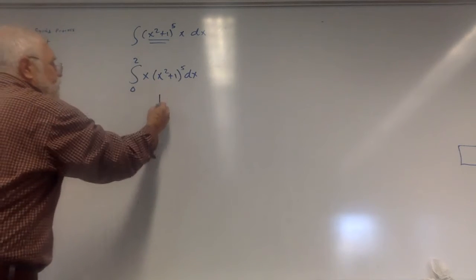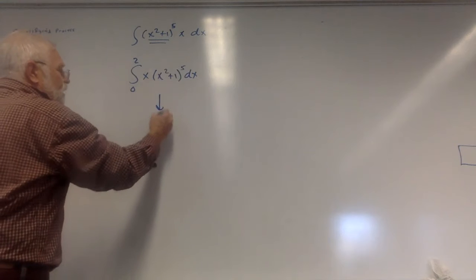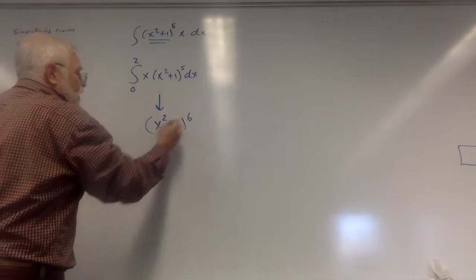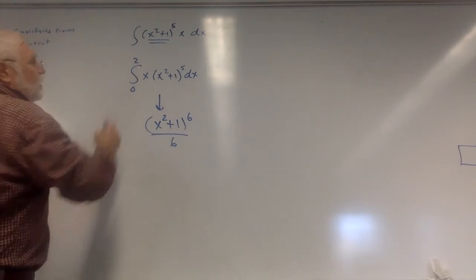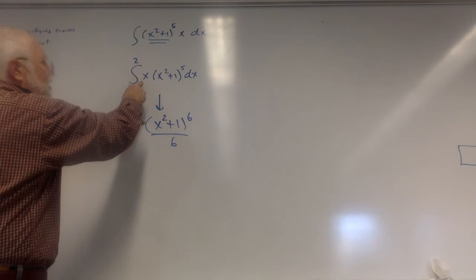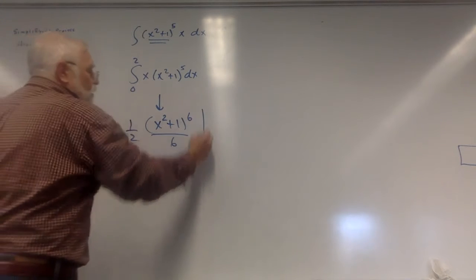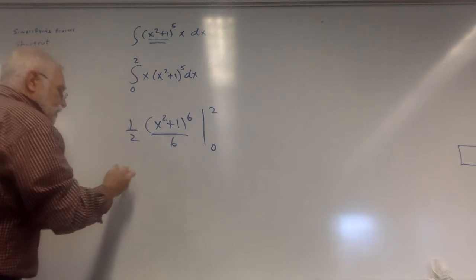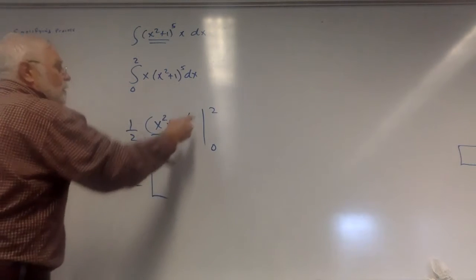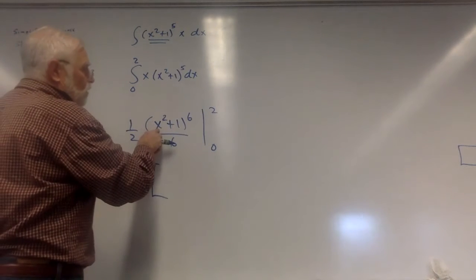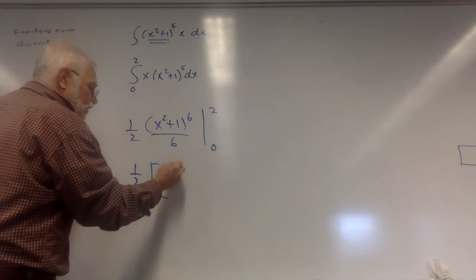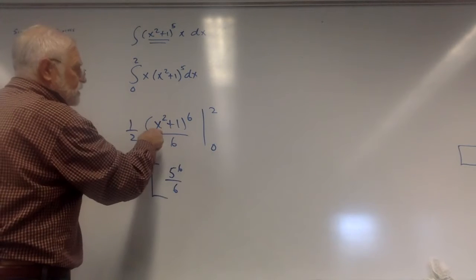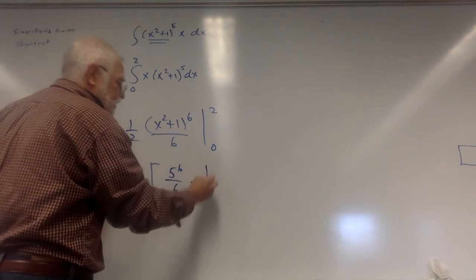And so x squared plus 1 to the 5th becomes x squared plus 1 to the 6th divided by 6. And there should be a 2 here. It isn't, so this is 1/2. We're going from 0 to 2. And now when we plug in the integers, 2 squared, 4 plus 1 is 5 to the 6 over 6. And we plug in a 0, we get minus 1 over 6.